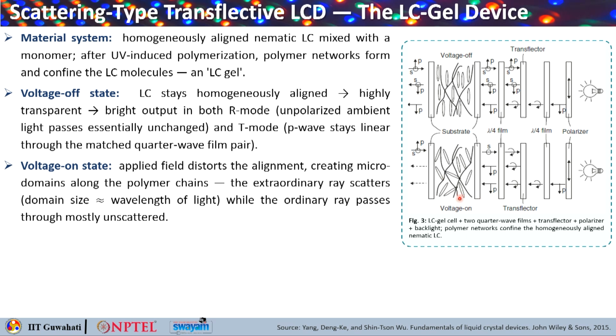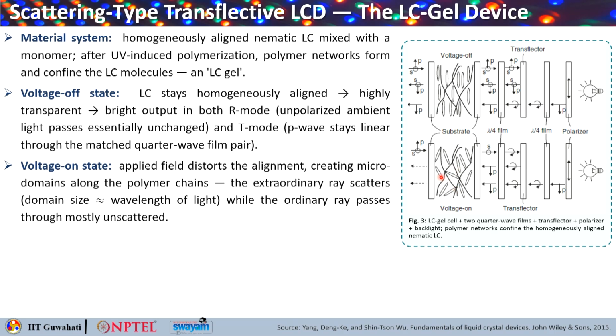Now let us see what happens when you apply voltage. Okay. Now when you apply sufficiently large voltage, that basically exerts a reorienting torque on the liquid crystal molecules, which can be seen here in the second figure. Because you are applying very large voltage, these molecules are mechanically constrained by the surrounding polymer network, so they cannot switch uniformly. Instead, they will break up into small misaligned microdomains, strung along this polymer chain.